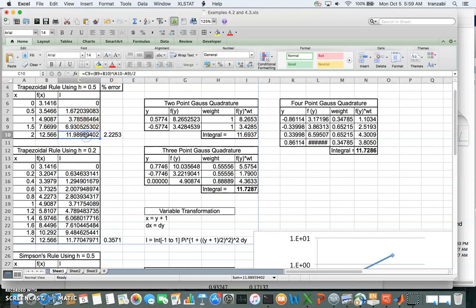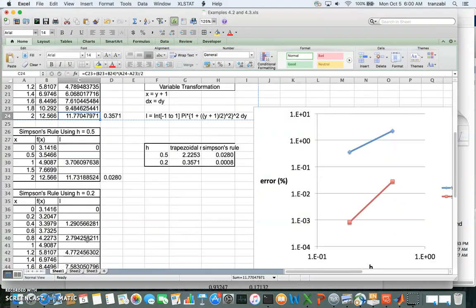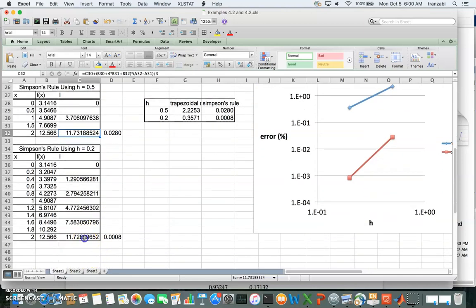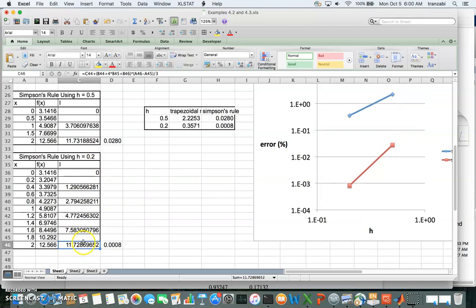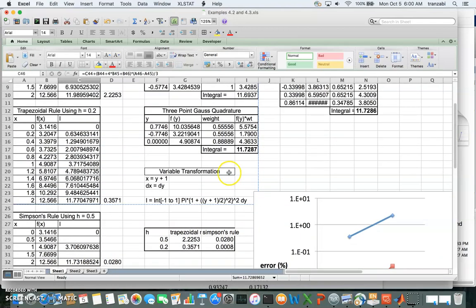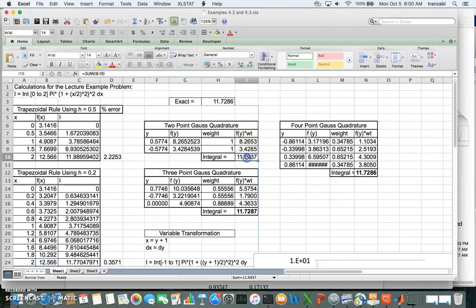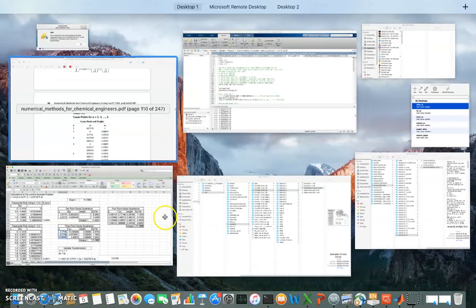Right, this is trapezoidal rule with 0.5, trapezoidal rule with 0.2. We also did Simpson with 0.5 and Simpson with 0.2. And you see that the most accurate so far is Simpson with 0.2, which is 11.72. And this one is a bit off because we use only 2 points. If you use 3 points, then we get 3 points from the table.